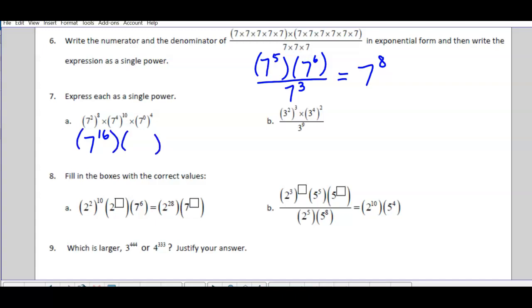And then your next, that's going to be 4 times 10 is 40. And then your next, 0 times 4 is 0. So if you wanted to just get rid of that, you can, because it has a value of 1, and 1 times anything is itself. You can leave it there, though. And then your final answer, base of 7, but you're multiplying powers, so you add the exponents. So that's going to be 56.